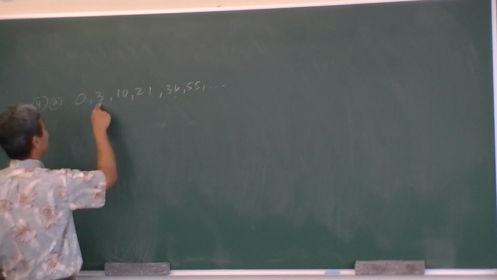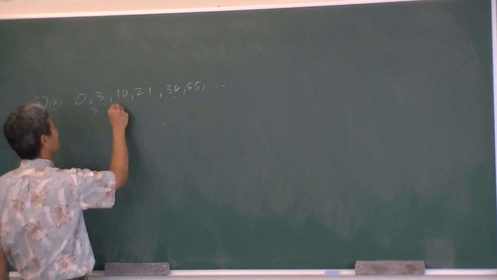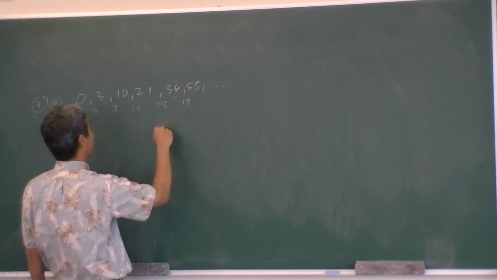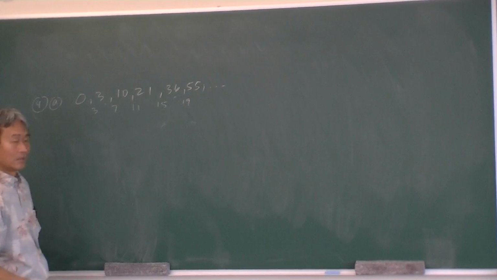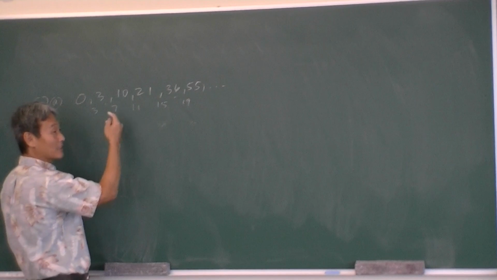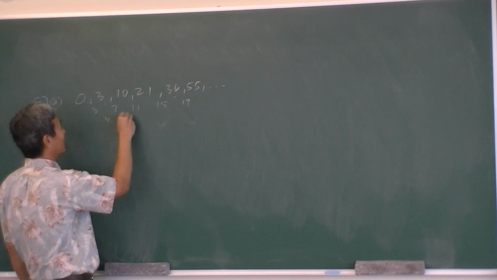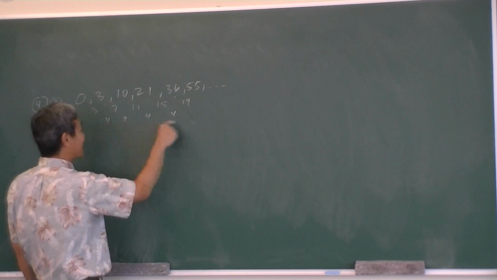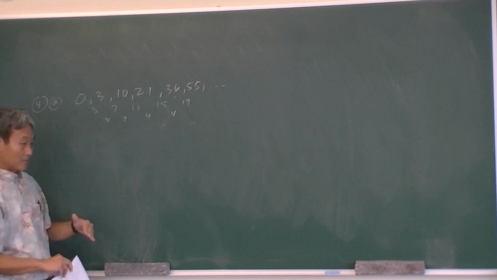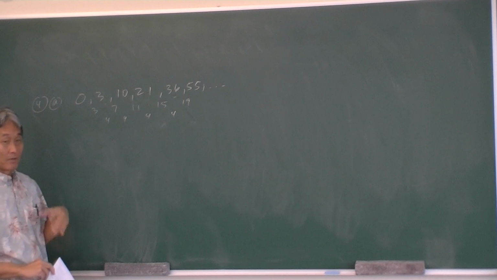So what you do is you look at the difference between these two terms. What's the difference? 3. What's the difference between these two? 7, 11, 15, 19. Is that constant? No, it's not. Constant means it's the same. Then you look at the difference of the differences. 4, 4, 4, 4. Is that constant? Yes. If it takes 2 levels to get to the constant difference, then you know the formula is going to be a second degree polynomial. It's going to be quadratic.